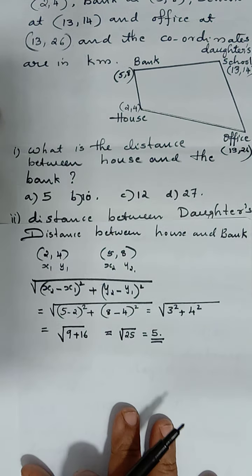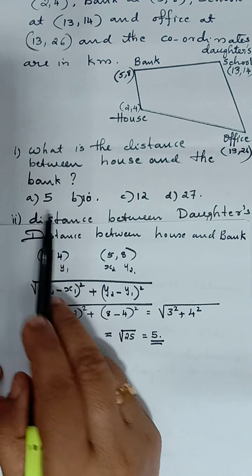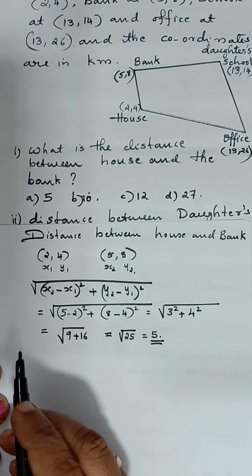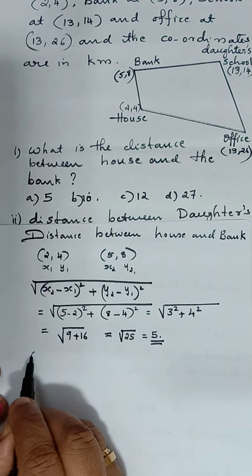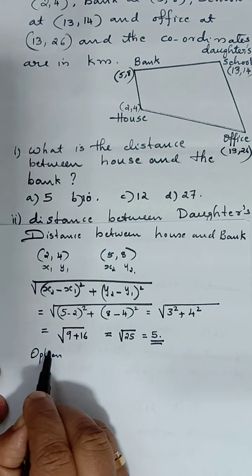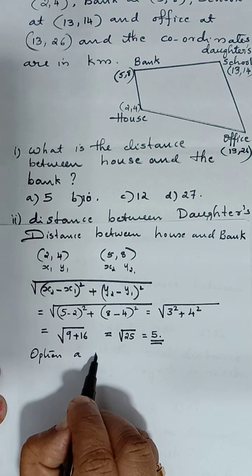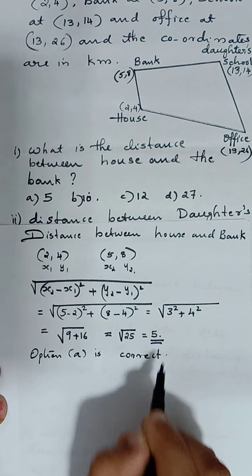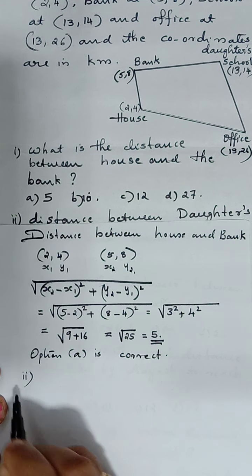Let us see the answers. Option A 5, B 10, C 12 and D 27. So our option A is correct. So here we have to write option A is correct. Okay, option A is correct. Let us move on to the second question.